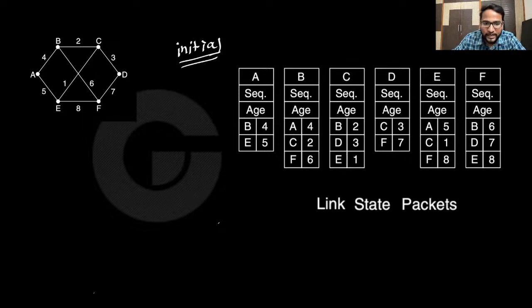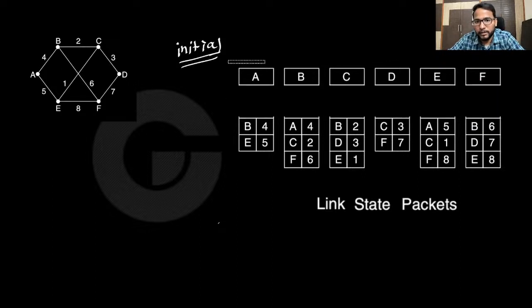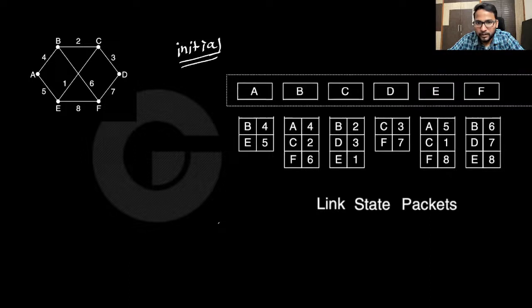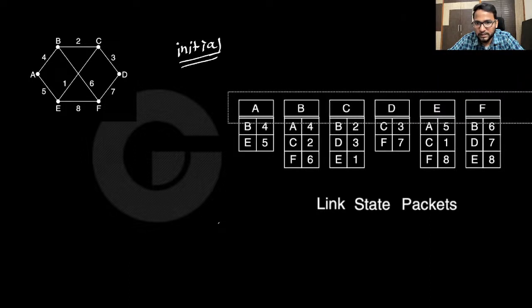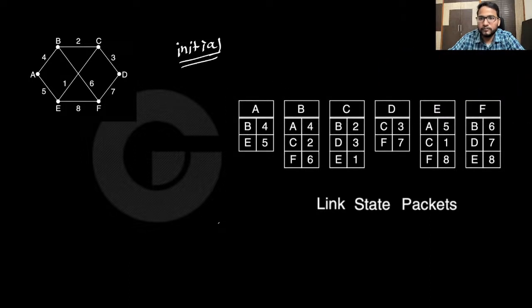Currently you might get confused about what the sequence number and the age are. So let me just remove them for now, just for a minute, and I will tell you in a minute. For now, let's suppose that these are the link state packets. A has this packet, B has this packet. So basically you flood to everyone.